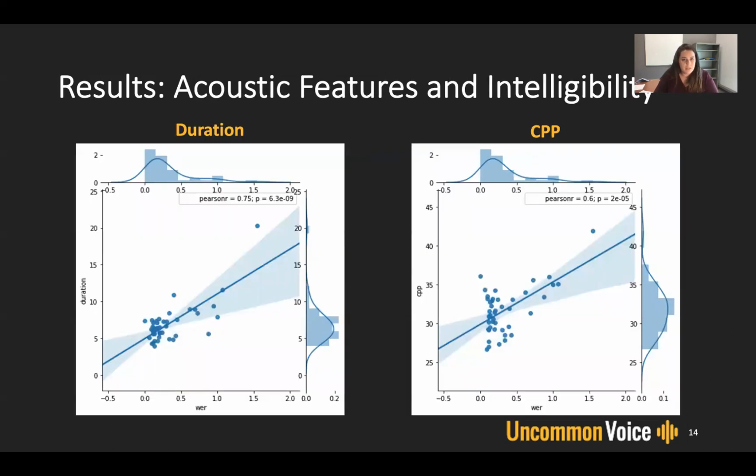We also decided to look at some of the acoustic metrics that I showed you on the previous slide and compare them to the intelligibility metrics from the last slide. We wanted to see how intelligibility was correlated with the acoustic features. The two features most correlated with the automatic speech recognition word error rate, which we are using as a proxy for intelligibility, which we realize has some weaknesses, are the duration and the cepstral peak prominence. You can see the Pearson correlation coefficients of 0.75 and 0.6 here.